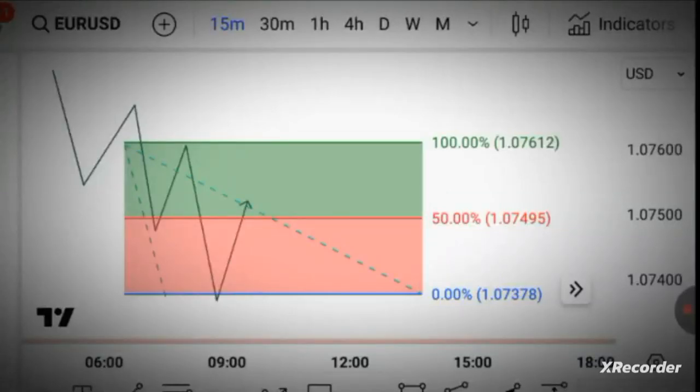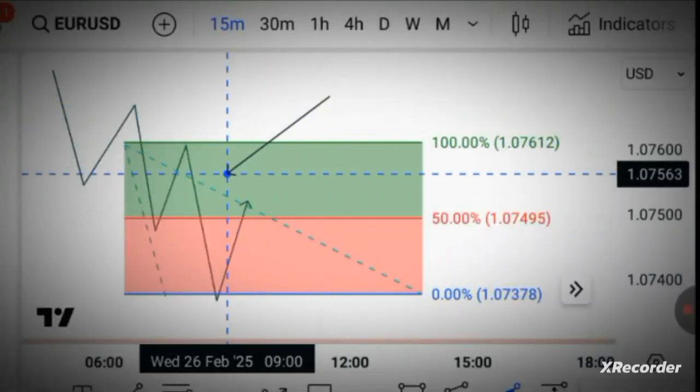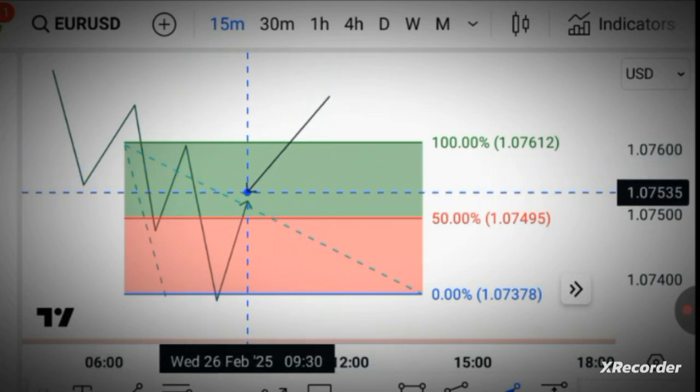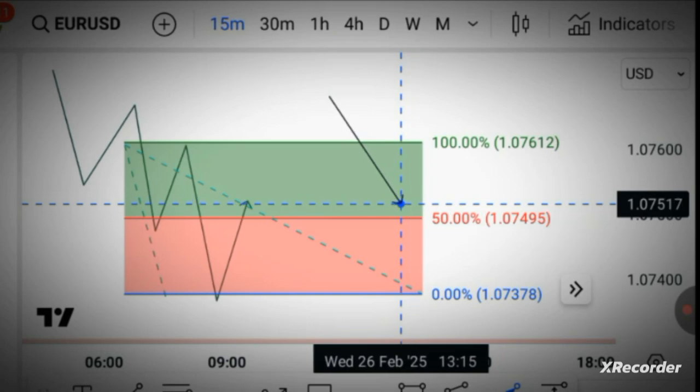This zone here, this premium zone here, which is green, it simply means that price has violated this 50%. You could see this 50%.